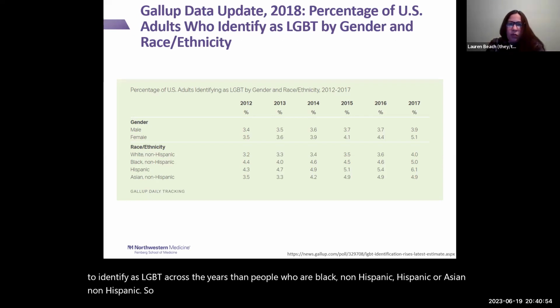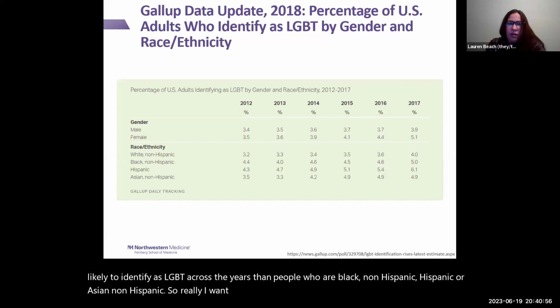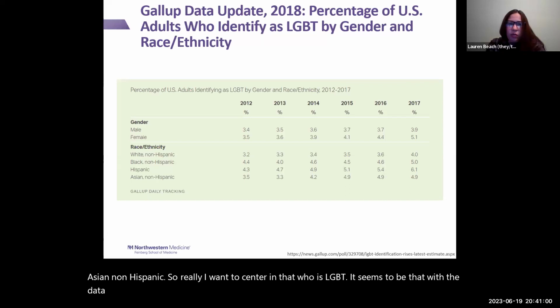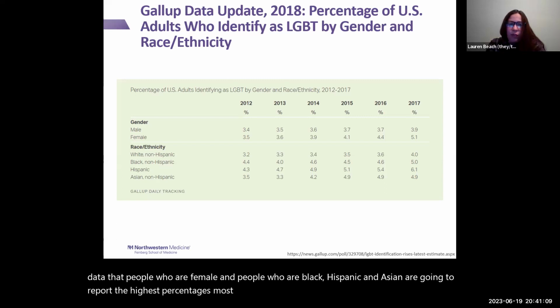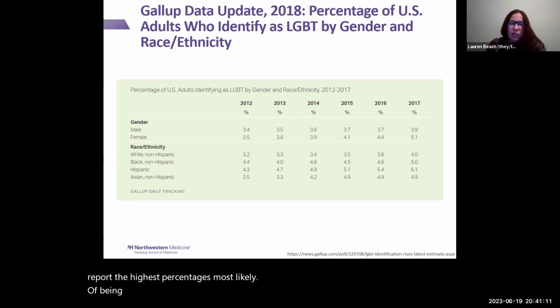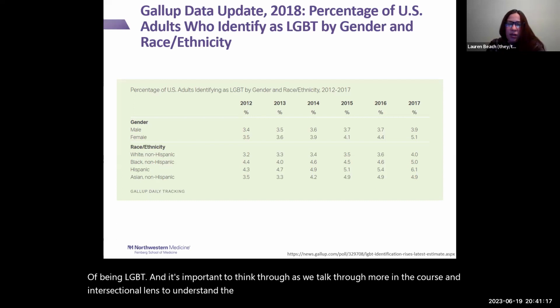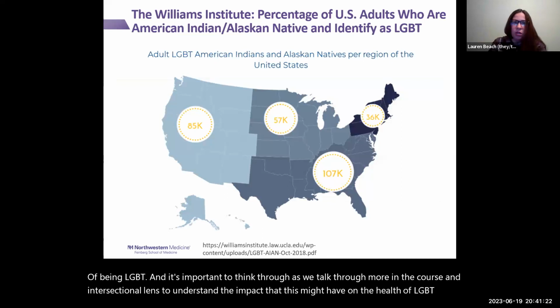So really, I want to center the question: who is LGBT? It seems that within the data, people who are female and people who are Black, Hispanic, and Asian are most likely to report the highest percentages of being LGBT. And it's important to think through, as we talk through more in the course, an intersectional lens to understand the impact that this might have on the health of LGBT populations.